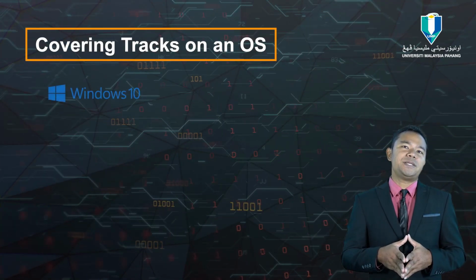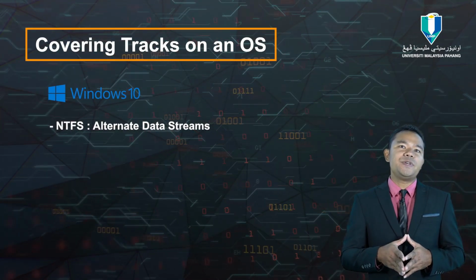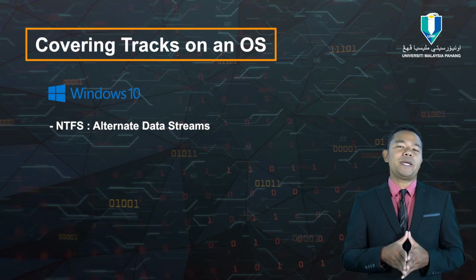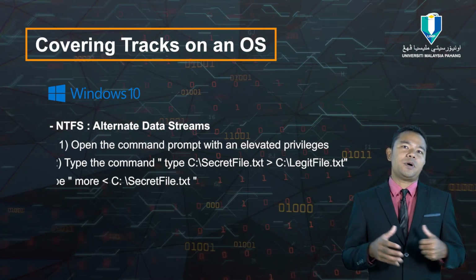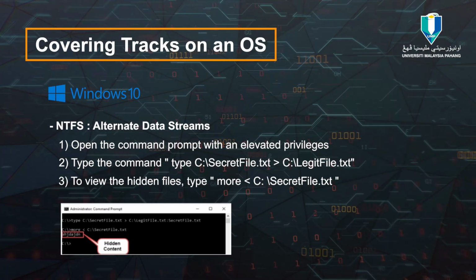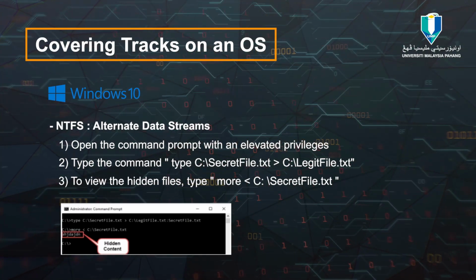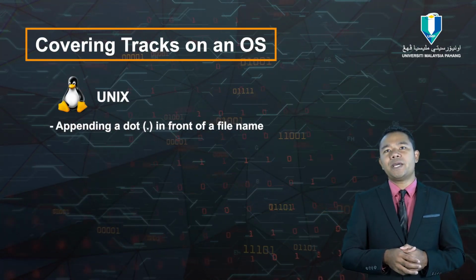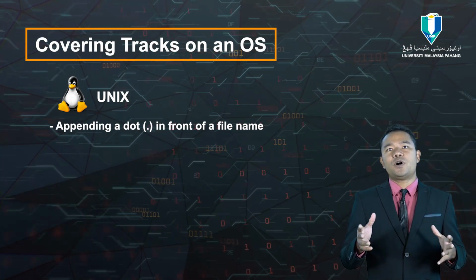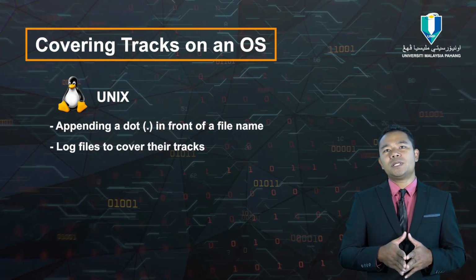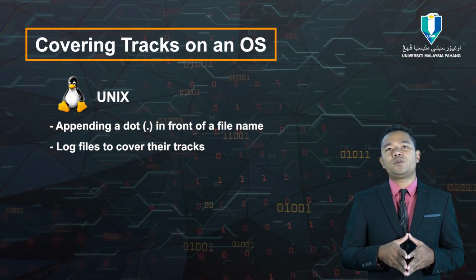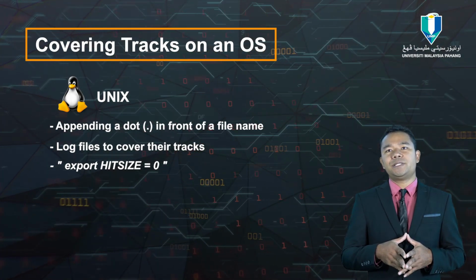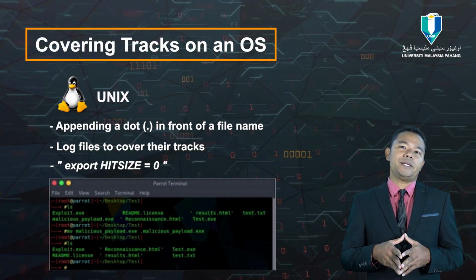Covering tracks on the operating system. For Windows, NTFS has a feature known as alternate data stream that allows an attacker to hide a file behind a normal file. Given below are some steps for hiding a file using NTFS. For Unix, a file can be hidden just by prepending a dot to the file name. Attackers can use these features to edit the log file to cover their tracks. Attackers can use the export command to delete the command history and a specific command they use to hide the log file.